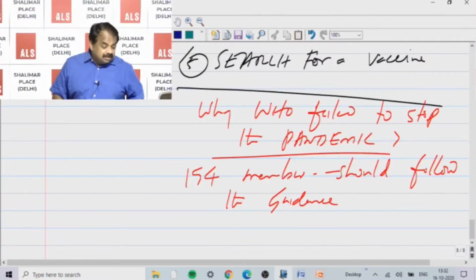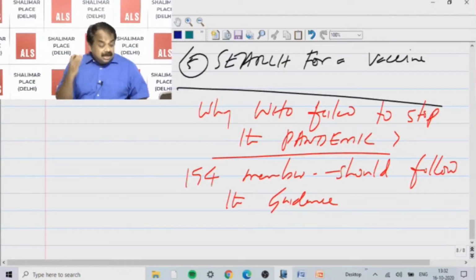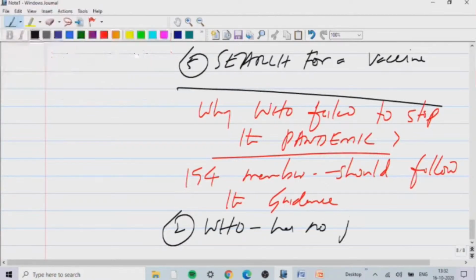Unfortunately, what is happening is the members are not doing what they are supposed to do. If the members follow the guidance, then only we can do something. Unfortunately, that is not happening. Many a times, members have their own protocol and vested agenda. So that's a problem. And moreover, WHO has no power or very little power to implement their guidelines.